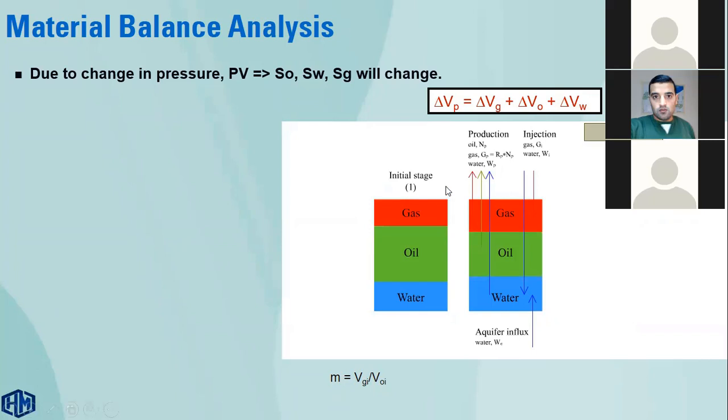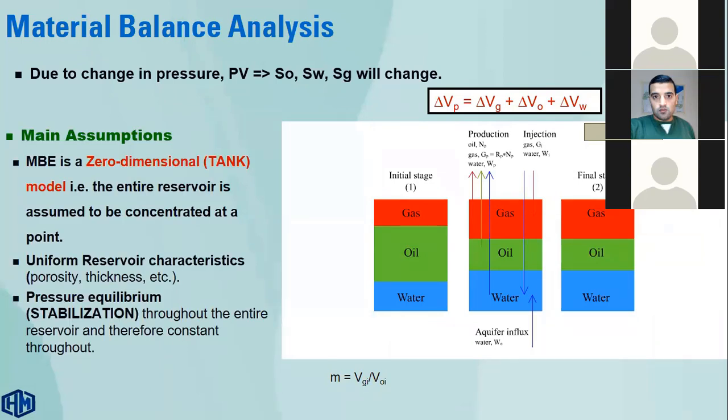At the initial stage, as you can see, we have oil, gas, and water at initial reservoir condition without production. Once we start production, we have production of oil, water, and gas. If we have injection of gas or injection of water, then in the final stage, because we have changes in production and injection of gas or water, due to changes in pressure and volume, we will have changes in oil, water, and gas saturation in our reservoir.